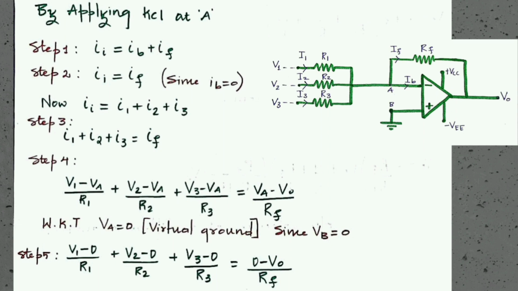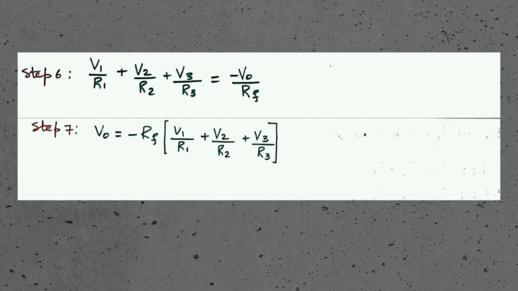Now we know that your VA is equal to 0. That is based on the virtual ground concept, because your terminal B, that is the non-inverting terminal, has been grounded. So at that terminal your voltage is 0. Based on that concept, your voltage at the terminal A will also be equal to 0. So you get step number 5, that is V1 minus 0 by R1 plus V2 minus 0 by R2 plus V3 minus 0 by R3, which is equal to 0 minus V0 by RF. Now step number 6, we get V1 by R1 plus V2 by R2 plus V3 by R3, which is equal to minus V0 by RF.